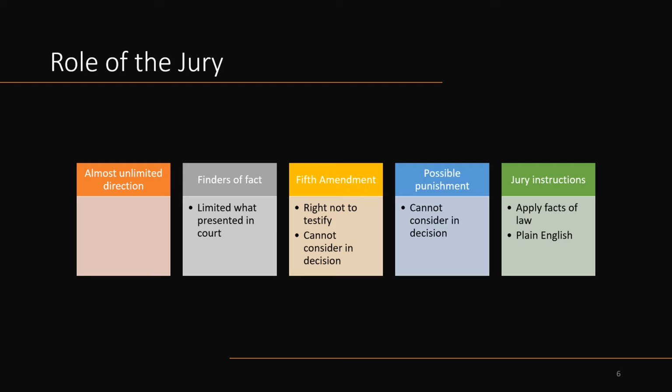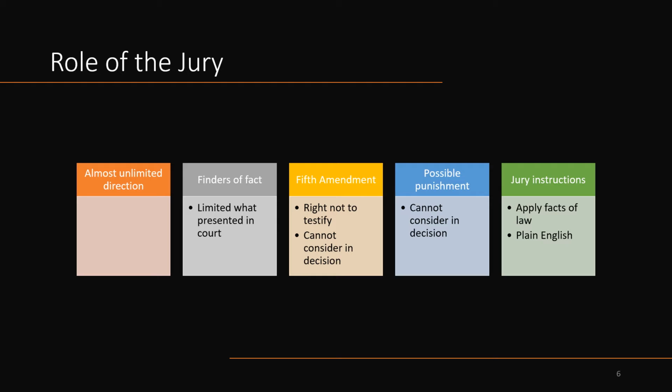Jurors also get to decide possible punishment. Not always, but if the jury is chosen by the defendant in some states to decide punishment, that they can. But again, they can't use a person's lack of testifying against them, either in guilt, innocence, or in punishment.